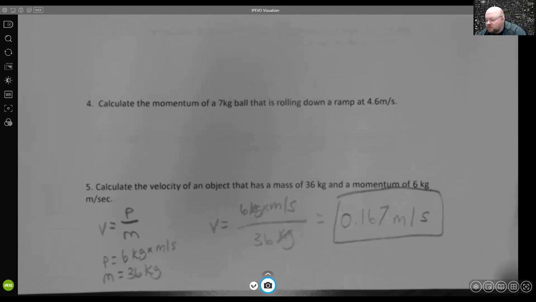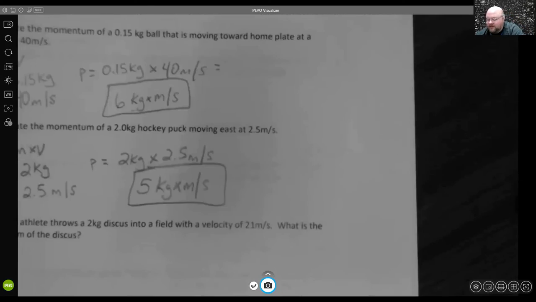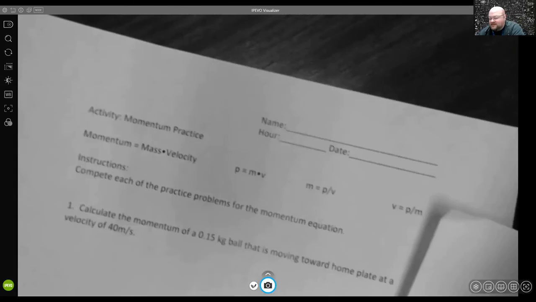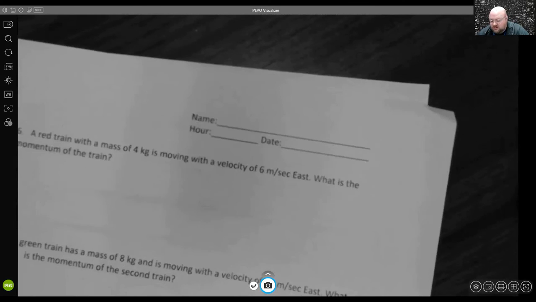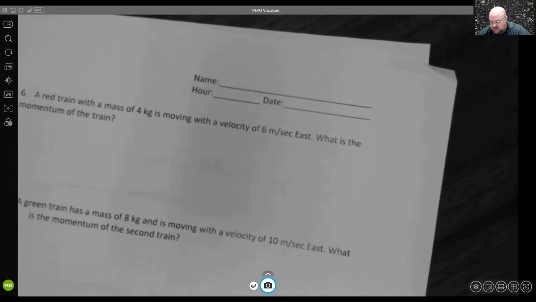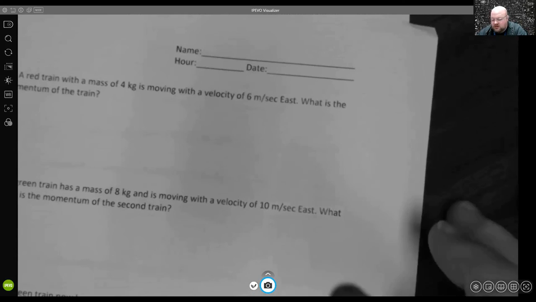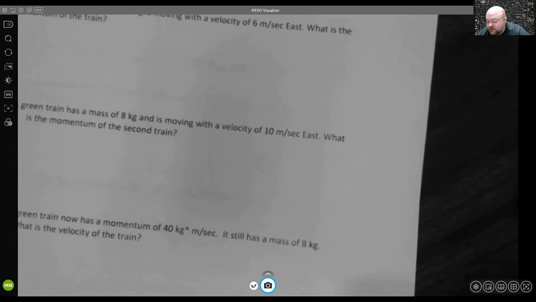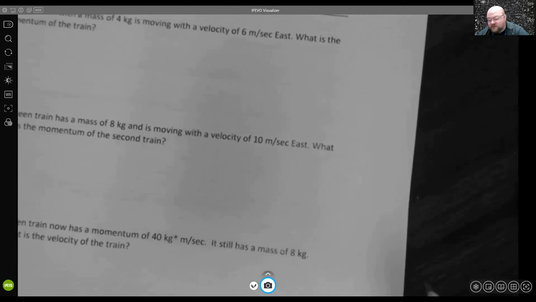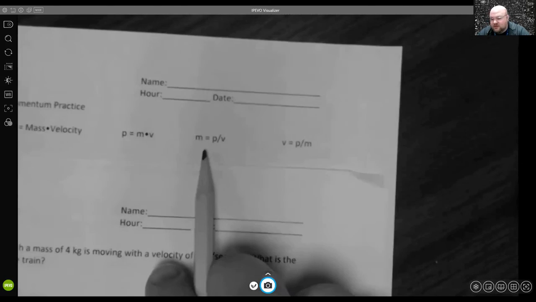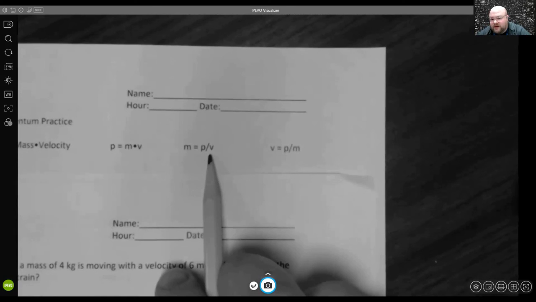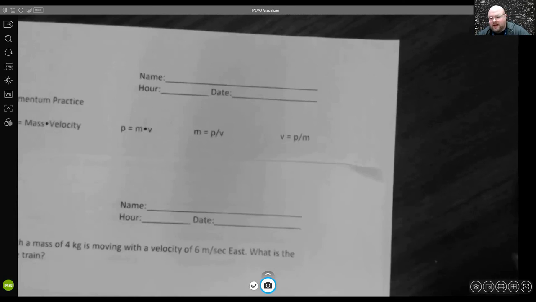Let's do one more. Maybe let's find one that is looking for the mass of an object. And you know what? Looking through these examples, none of them ask for mass. So basically, if it did ask for mass, you would just take the momentum divided by the velocity, and you would find mass.